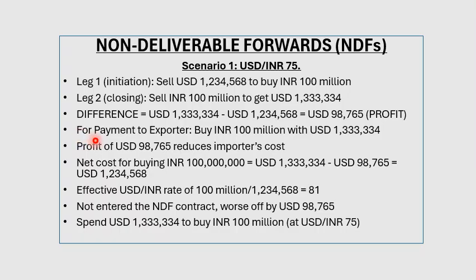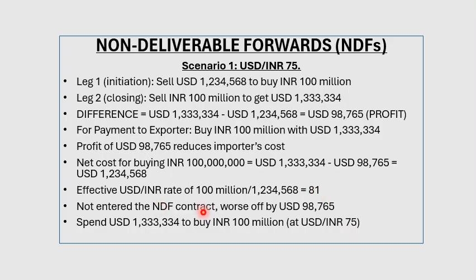Now the importer will actually buy INR 100 million at USD INR 75 to pay the exporter from India, because the NDF is just settled for a net amount, and that payment which he has to make to the exporter from India will have to be made anyway. Therefore, he will actually spend USD 100 million divided by 75, which is USD 1,333,334 to buy the INR 100 million. The profit of USD 98,765 in the NDF transaction will help reduce the importer's cost. His net cost for buying INR 100 million will be USD 1,333,334 minus USD 98,765, which is equal to USD 1,234,568, an effective USD INR rate of 100 million divided by 1,234,568, which is 81. The NDF helps him lock the USD INR 81 rate.